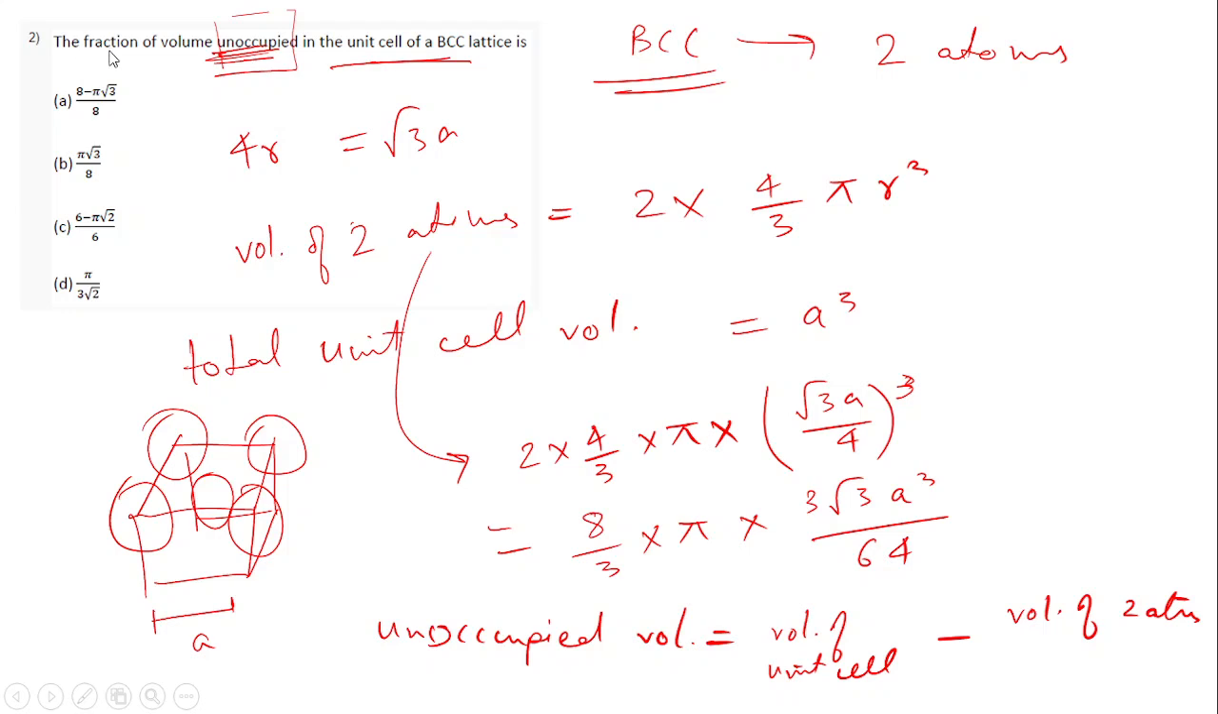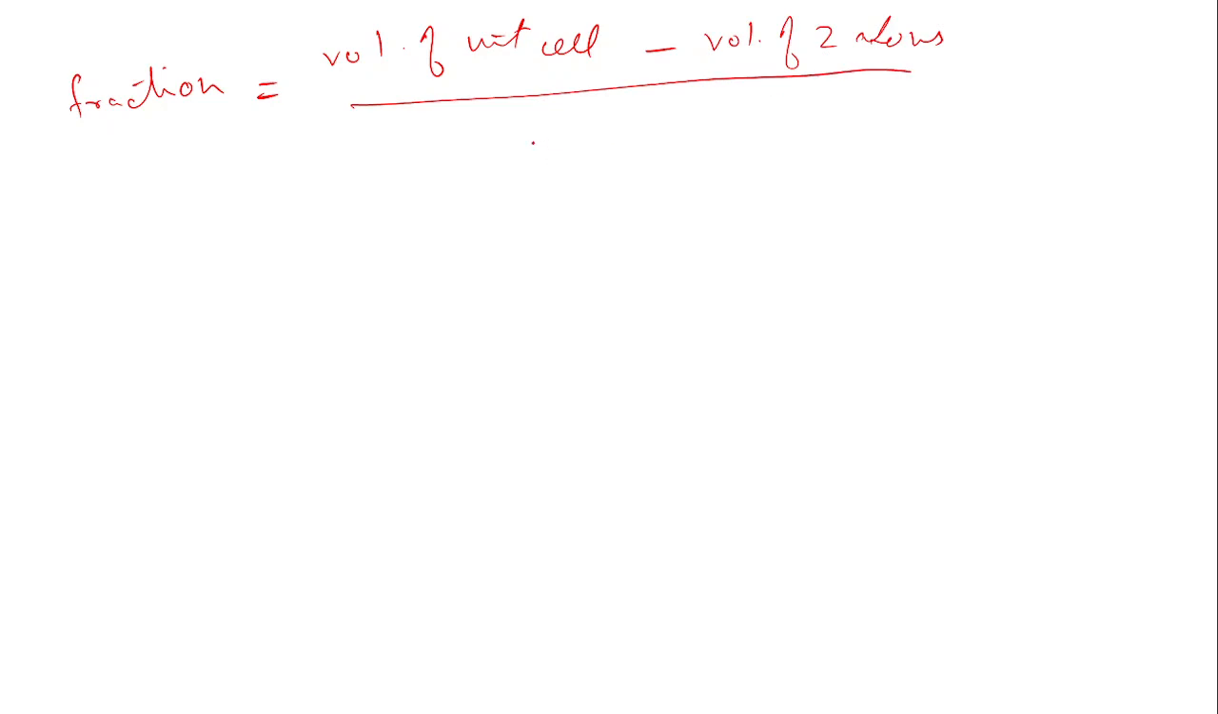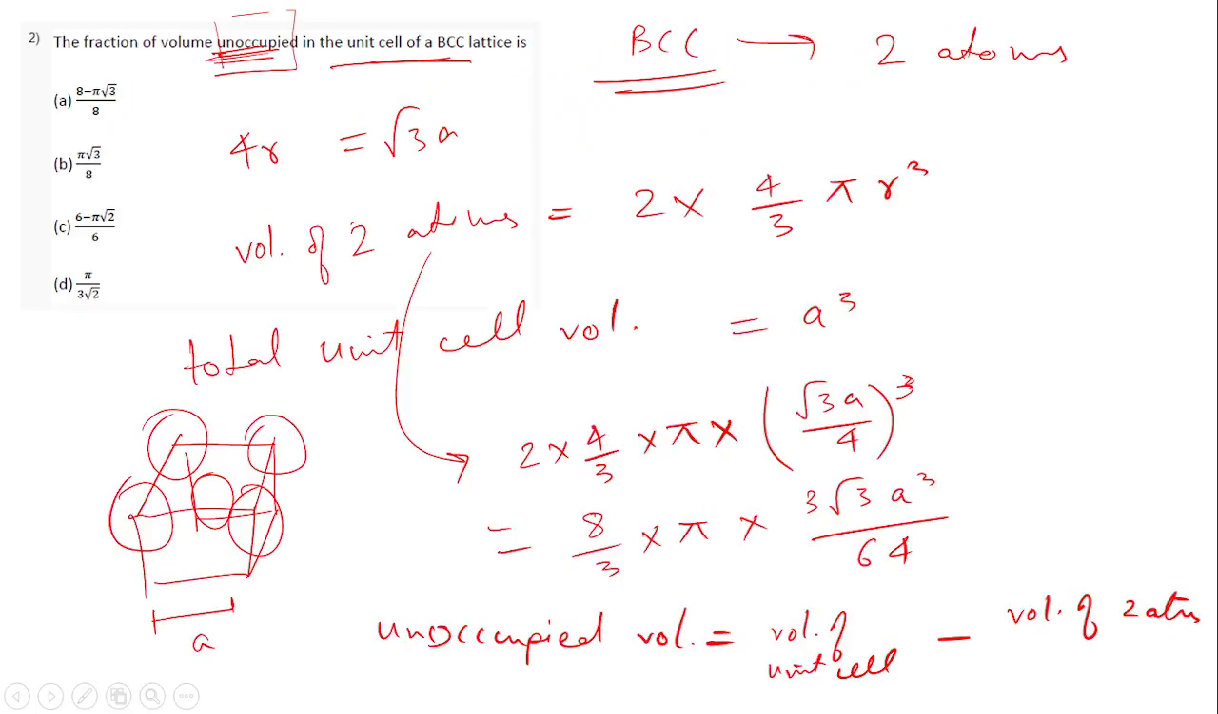But here actually we have to find out the fraction of unoccupied volume. Since we have to find out fraction, that means volume of unit cell minus volume of these two atoms divided by volume of unit cell. So this will be this expression. We can solve a little bit here: 3 cancel, 8, 8, 8. So it will be root 3 a cube pi by 8.